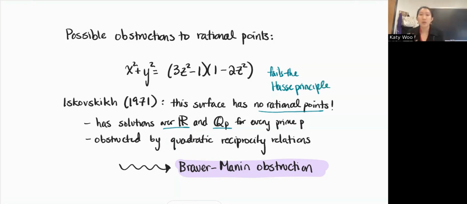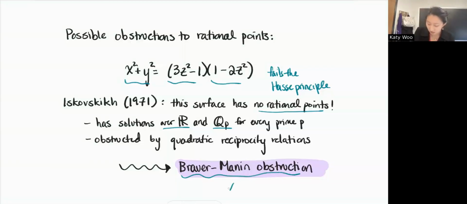And so what's causing it to have no rational points? Well, we're trying to set a binary quadratic form to be equal to the product of two quadratic polynomials. So what's going on behind the scenes is you need some quadratic reciprocity relations to hold in order for there to be rational points, and these relationships fail in this case. More generally, this is known as a Brauer-Manin obstruction, which is generally a cohomological obstruction to rational points.